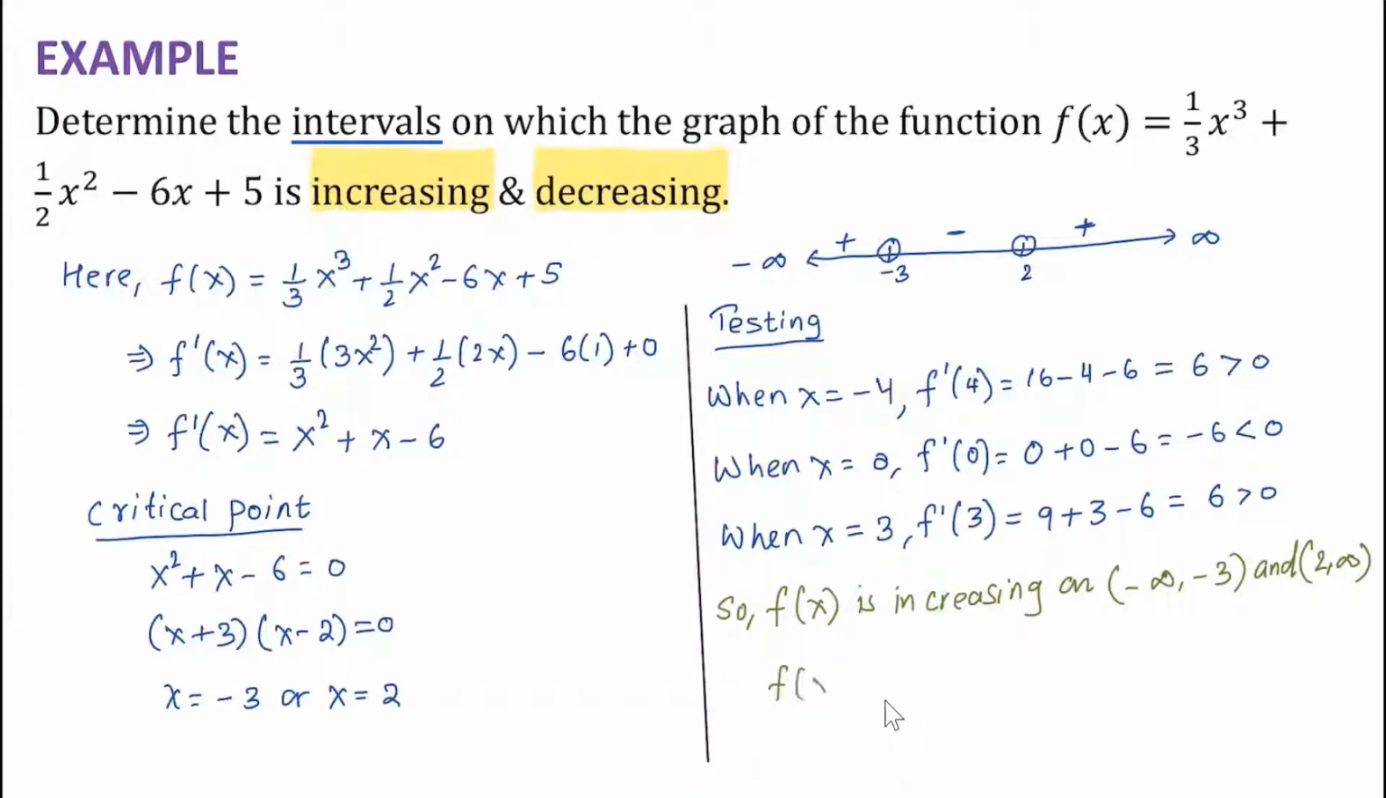And the function is decreasing on this interval here. There the first derivative is negative. It's decreasing there, on the interval from negative 3 up to 2. So this is how we can use the first derivative test to determine whether the function is increasing or decreasing.